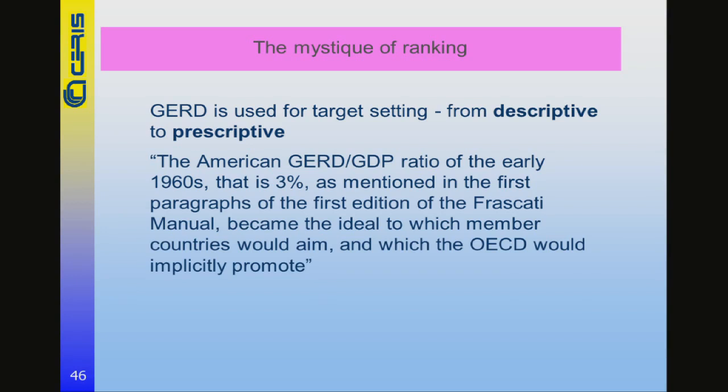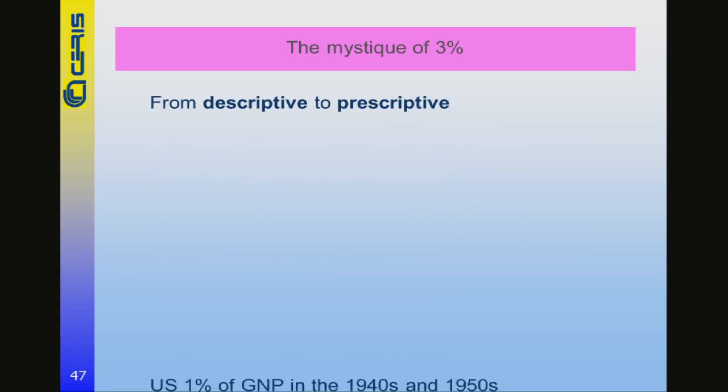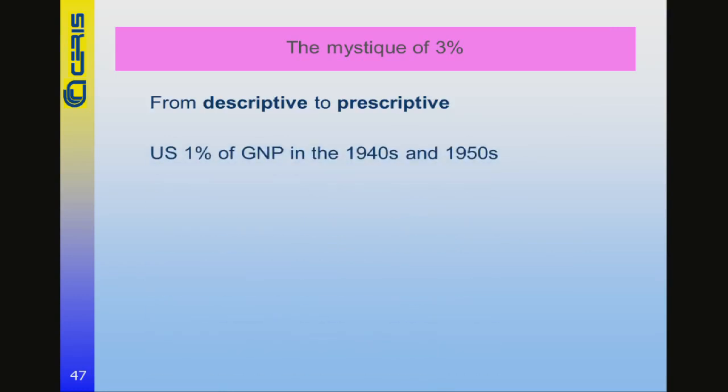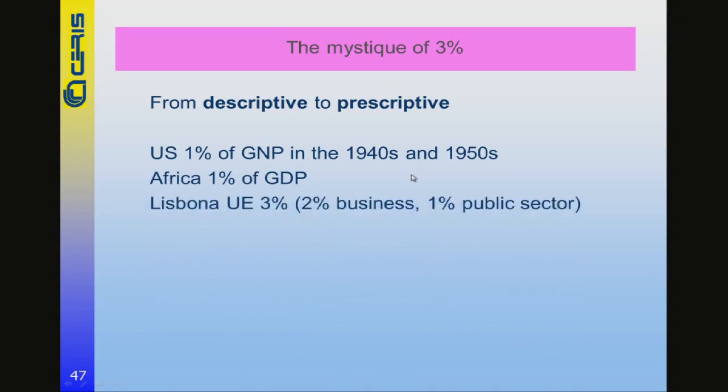That was the early 60s. And then when we moved to the later period, it was somehow said that it should be 1% before measurement was really available. In Africa, 1%. In Lisbon, we know all this. Lisbon targets of 3%, 2% carried out by business enterprises, and 1% in the public sector.